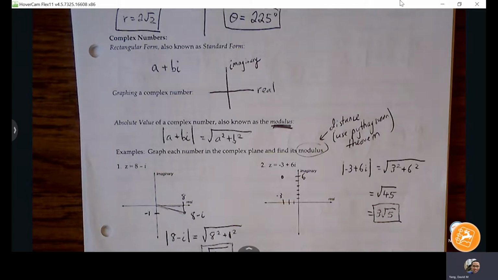We talked about how if we want to find the absolute value of a complex number, it's the same idea as finding the distance. So imagine that you're just finding the hypotenuse of a right triangle. We also call it the modulus. The modulus is basically just the distance from the origin, and we use Pythagorean theorem.